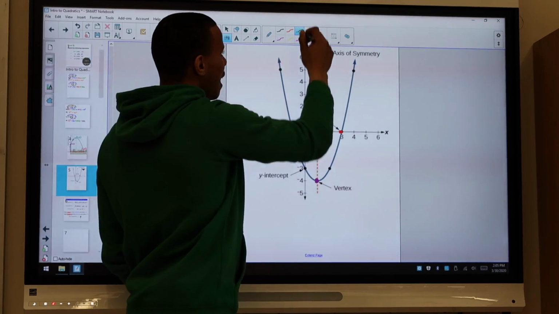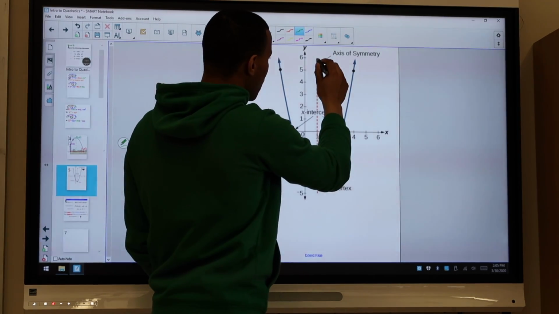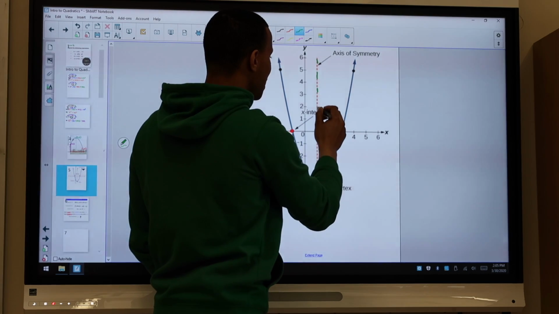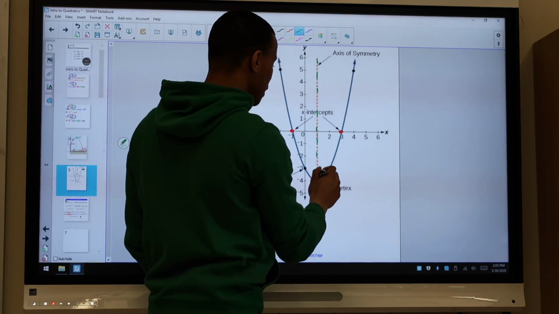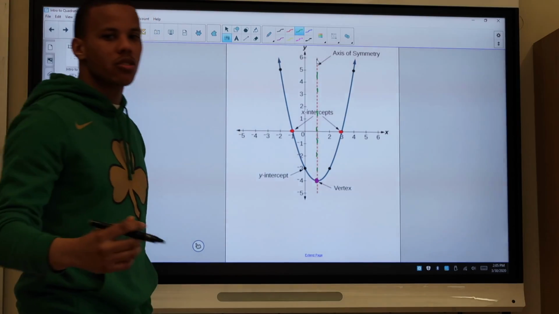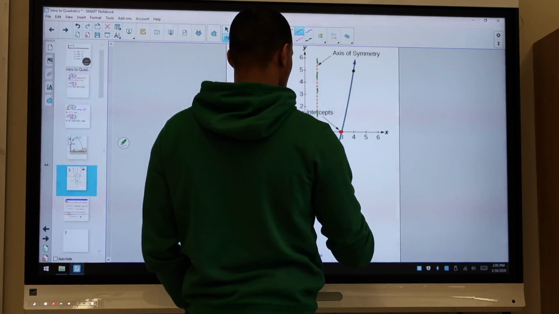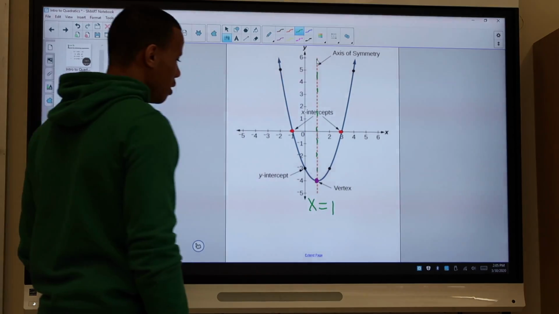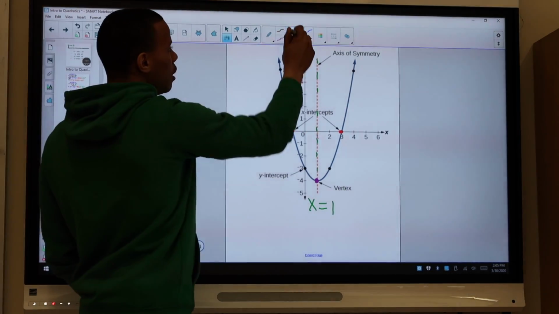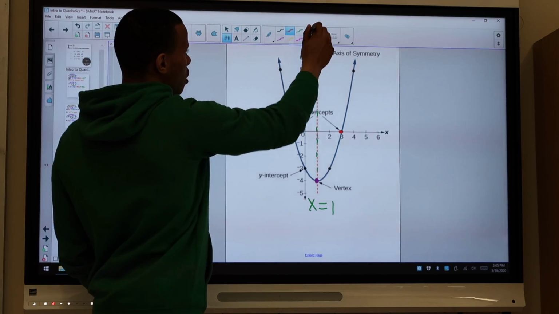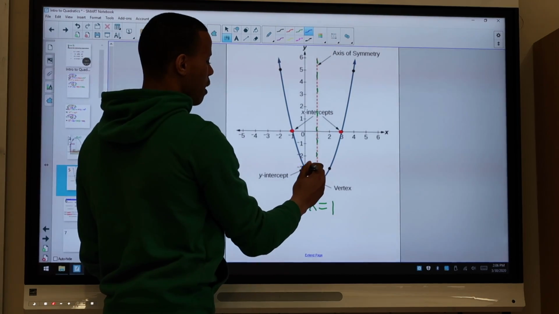Now, that line where your graph changes direction is called your axis of symmetry. In this case, it will be x equal to 1. That'll be your axis of symmetry. And then we have the other points, which will be your y-intercept.